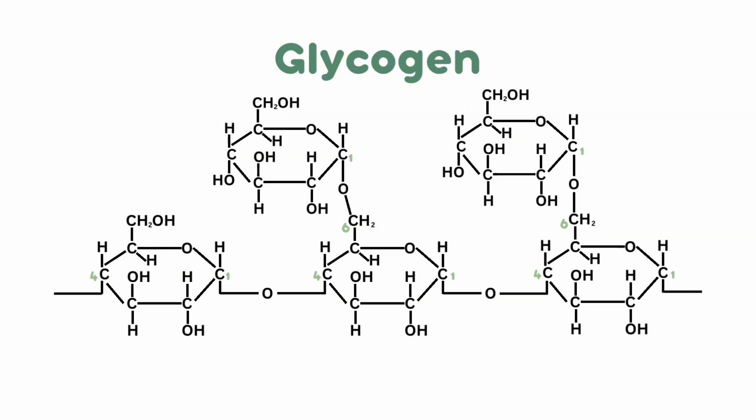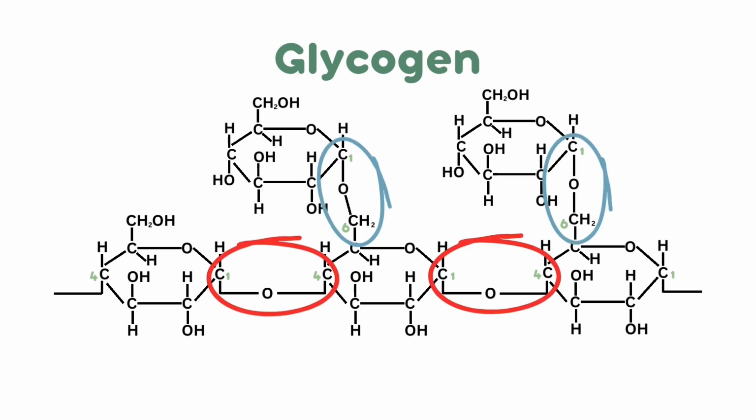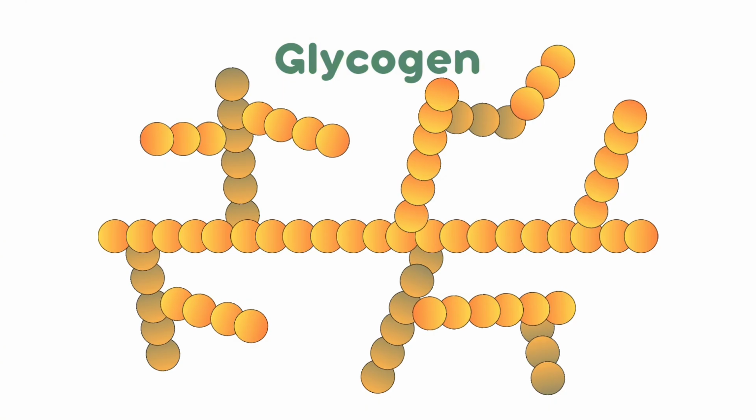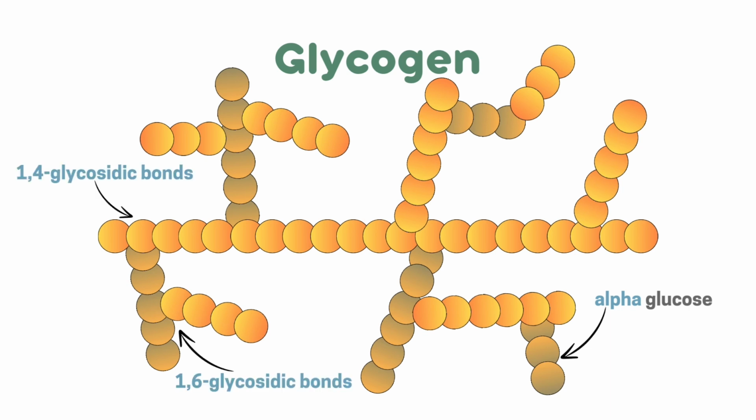Now here is a section of glycogen containing the alpha glucose molecules bonded by 1,4 glycosidic bonds here and 1,6 glycosidic bonds here. Now here is a whole section of glycogen. As you can see, it contains alpha glucose molecules, 1,4 glycosidic bonds, 1,6 glycosidic bonds, and lots of free ends.